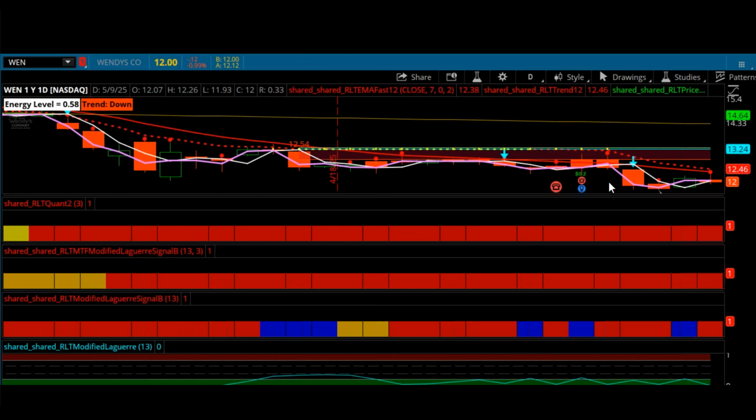But here's all your red. Everything's selling. The institutions are selling. We buy it here. We sell it here. Made a nice profit on Wendy's right there in just that overnight trade. But you can see it's all telling us to sell. So that's what the SPY Super System tells us and lets us know when institutions are in the trade and when they're not. So really important.